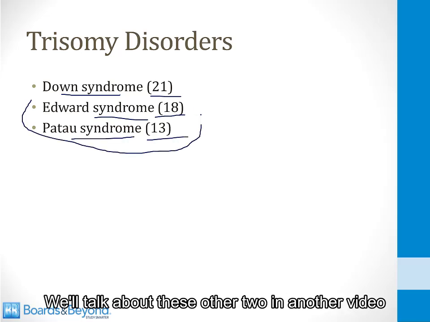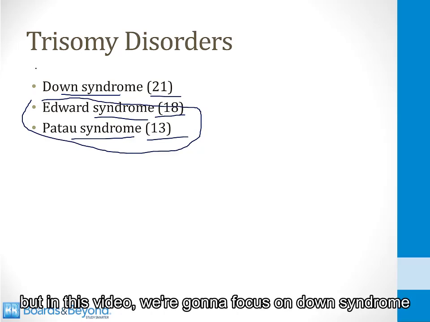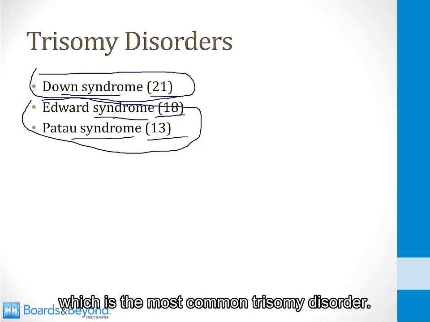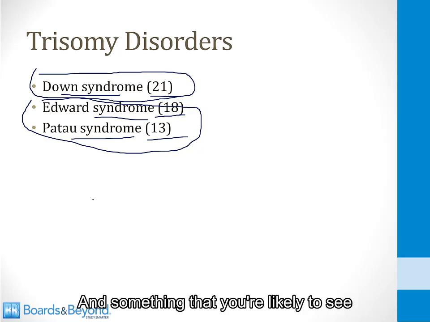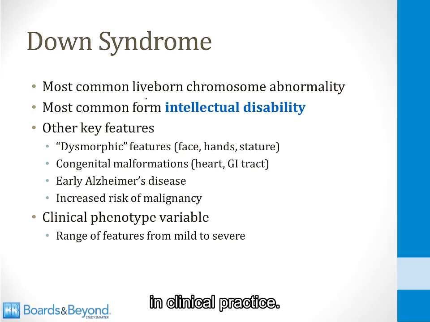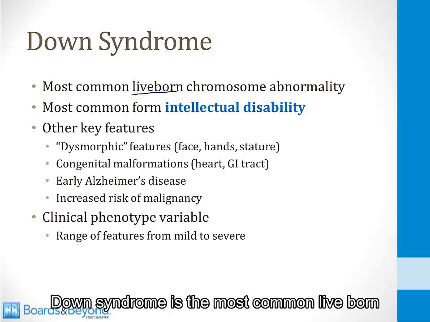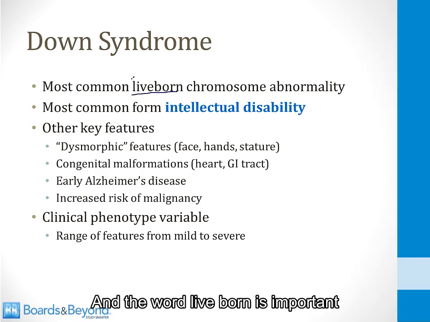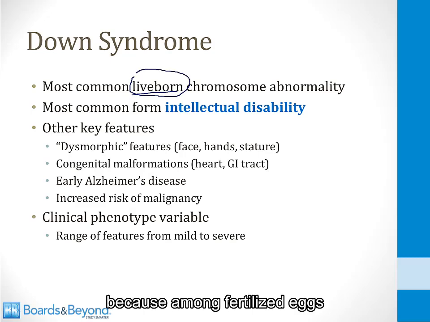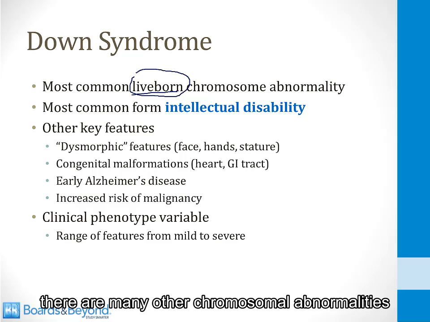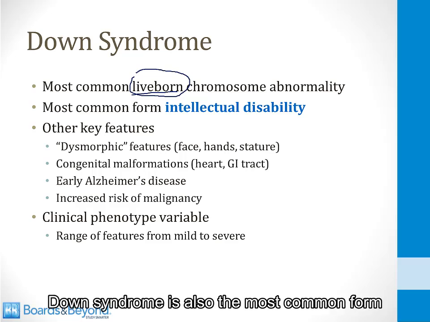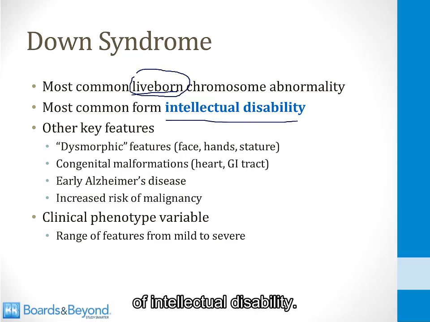We'll talk about these other 2 in another video, but in this video we're going to focus on Down syndrome, which is the most common trisomy disorder and something that you're likely to see in clinical practice. Down syndrome is the most common live-born chromosome abnormality, and the word live-born is important because among fertilized eggs in which there is a miscarriage, there are many other chromosomal abnormalities which can be found. Down syndrome is also the most common form of intellectual disability.